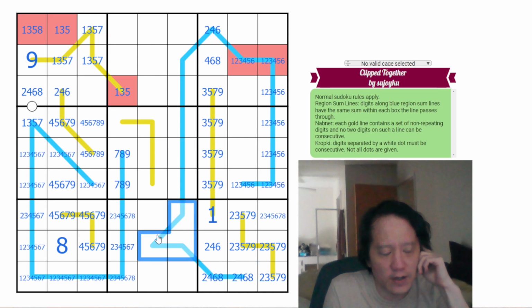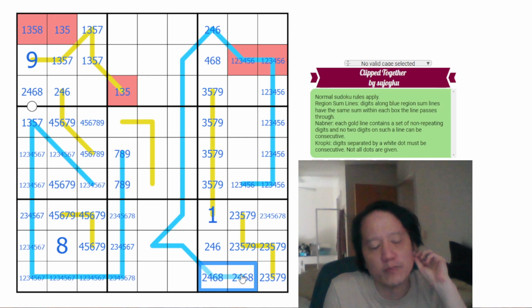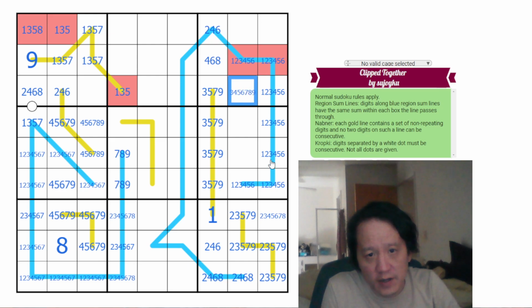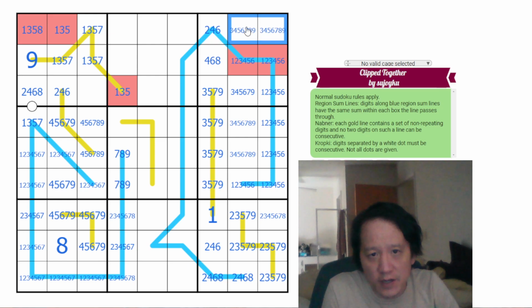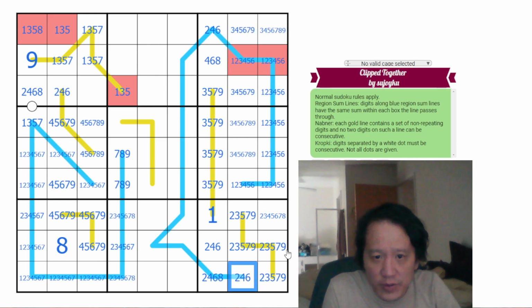This is at most 12. It's at least 10 though. So this is 3 through 9. This is 3 through, it has to have an 8. So this can't be 8. This is 3 through 9. That can't be 8. This can't be 8.